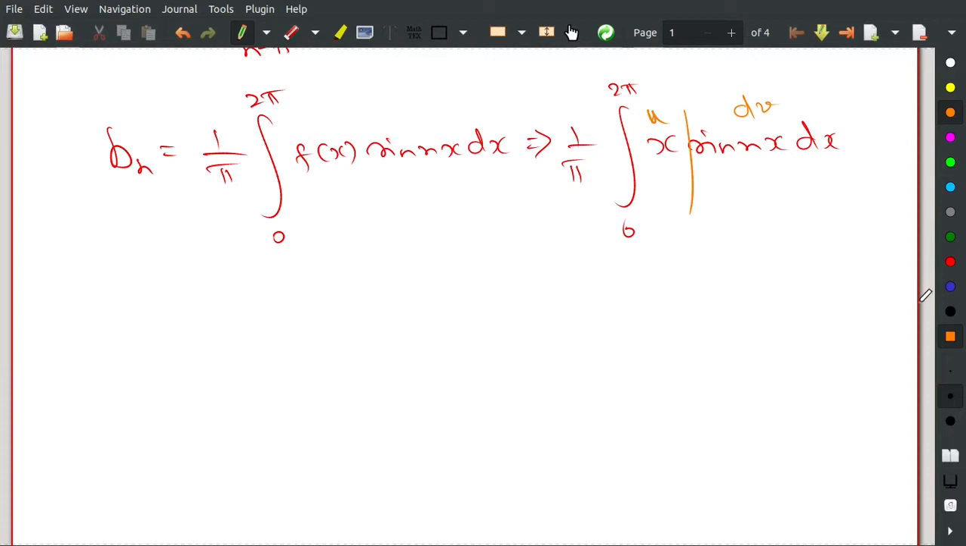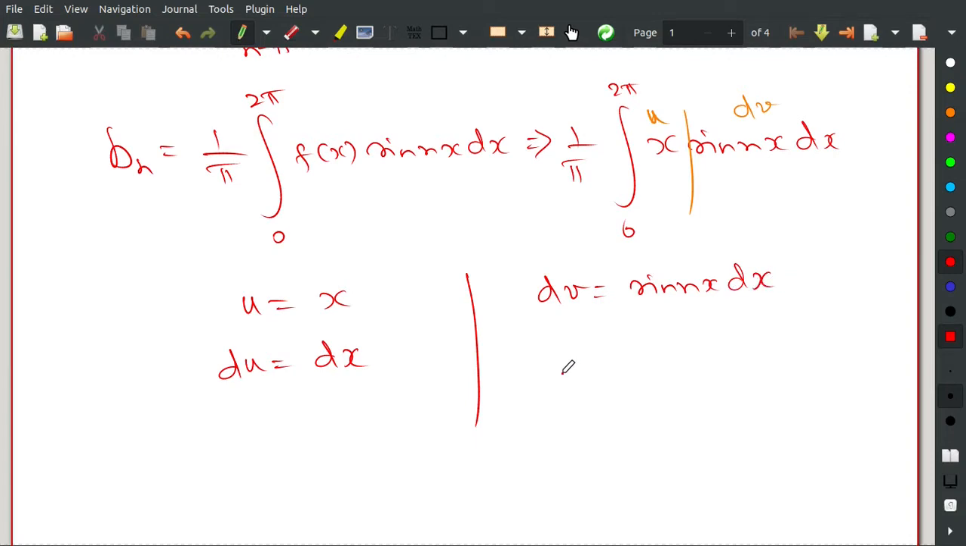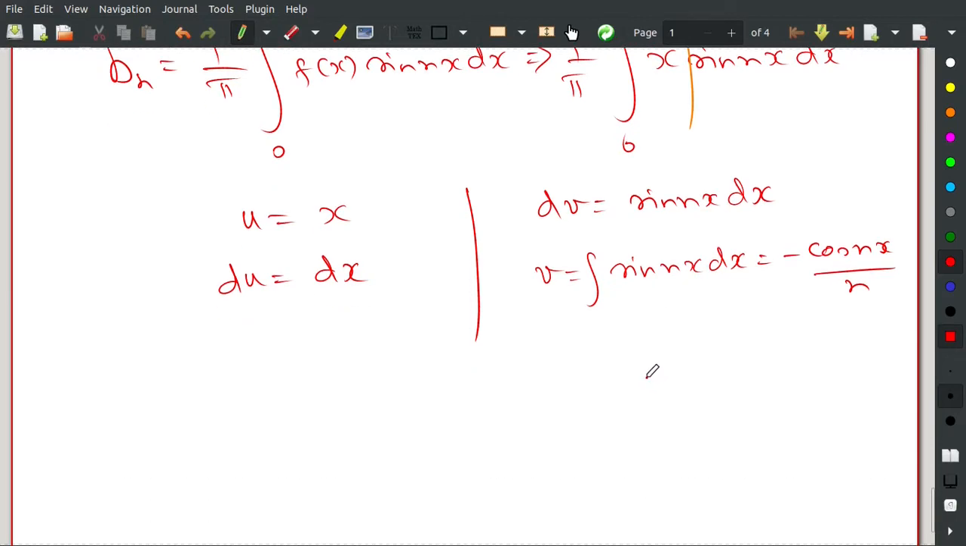So we choose u equal to x. Therefore we have du equal to dx, and we choose dv equal to sin nx dx. Therefore v equals the integral of sin nx dx, which equals minus cos nx by n. Okay, so we have all the components for the integral u dv.